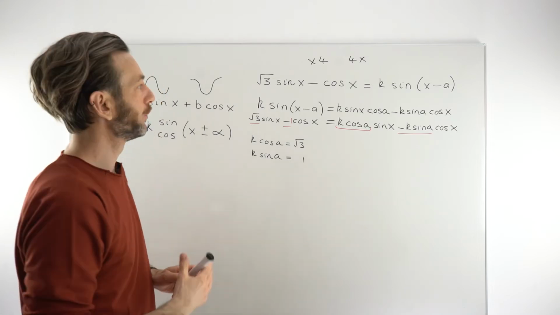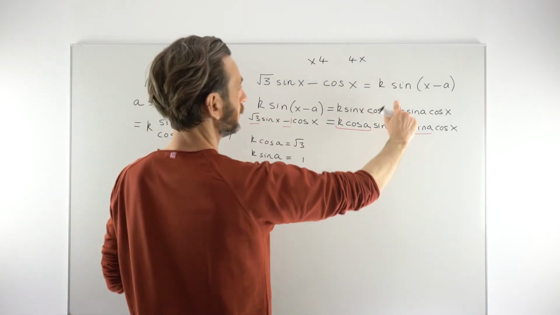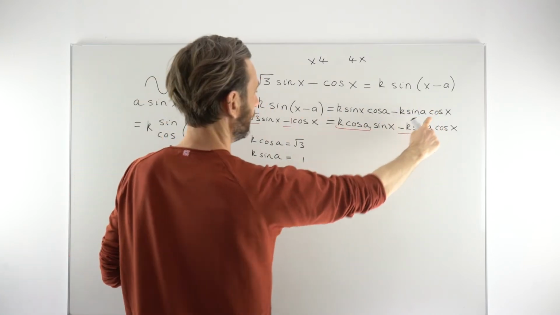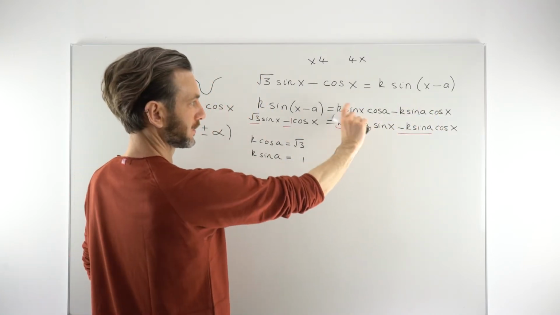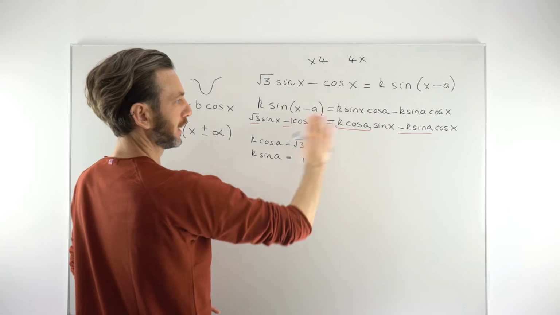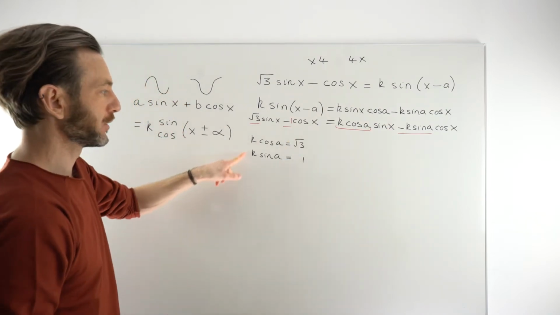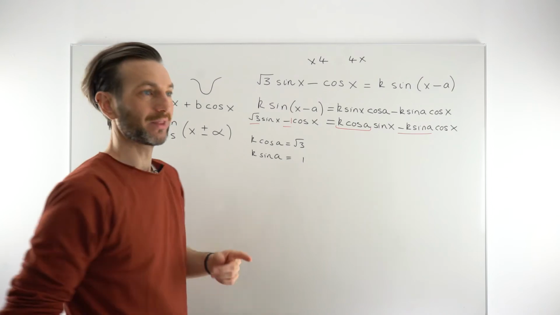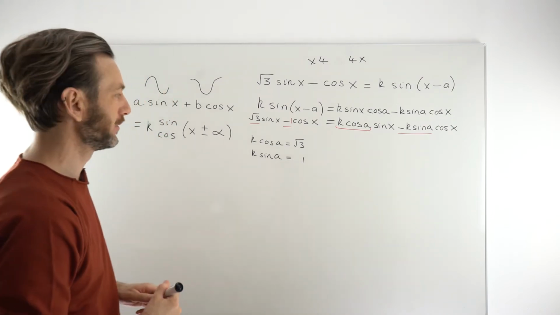A quick recap of what we've done so far. This was our starting point. We've said this is in the form of the addition formula, so we can expand it like that. I then did this line of algebra just to reorder these terms to make the matching up easier. And then we've matched it up to make these two equations. It's from these two equations that we're going to solve to get our k and our a value.